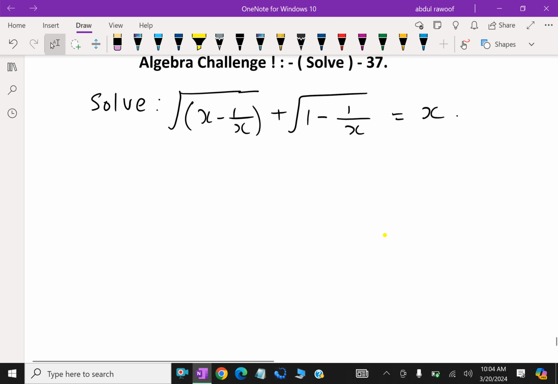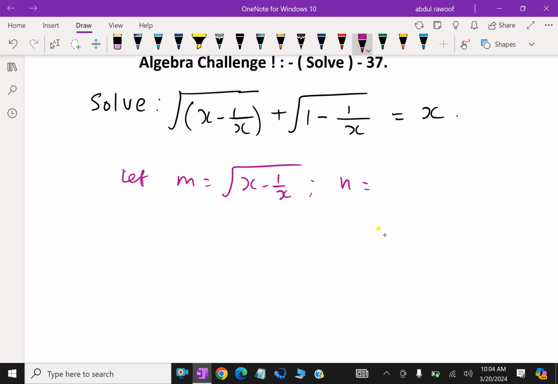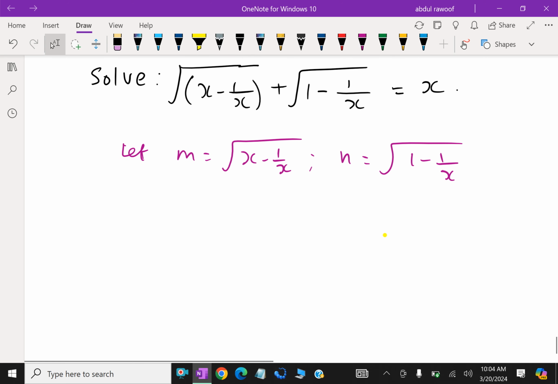Let m equal to square root of x minus 1 over x and n equal to square root of 1 minus 1 over x. Then m plus n equal to x. That means this is m, this n, which is equal to x.